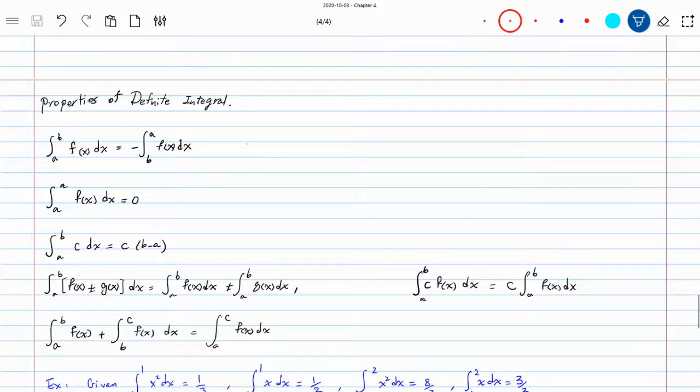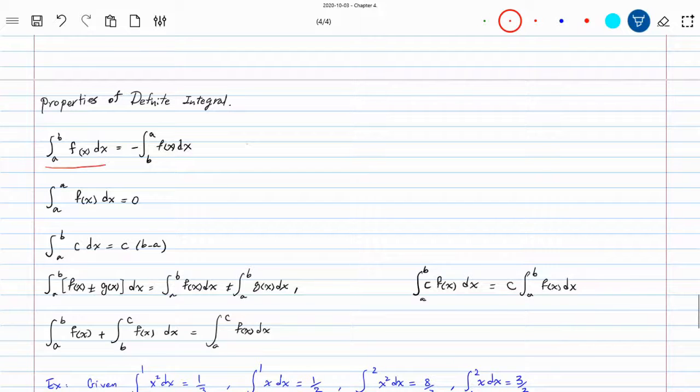There are some properties for the definite integral. By the way, definite integral means there is always this upper and lower bound. It means you're calculating a number, you're figuring out what the number is. Later on, we will have the indefinite integral, which means you do not have these upper and lower values. So one thing that you should notice, there are some properties about the definite integral.